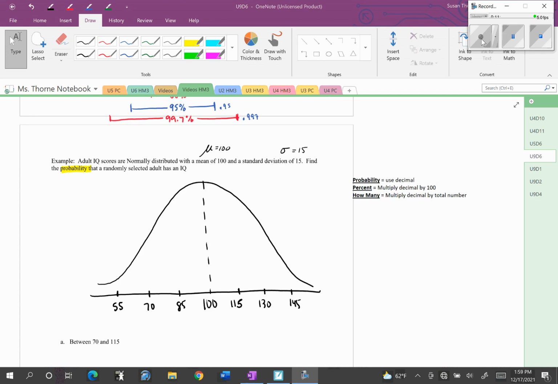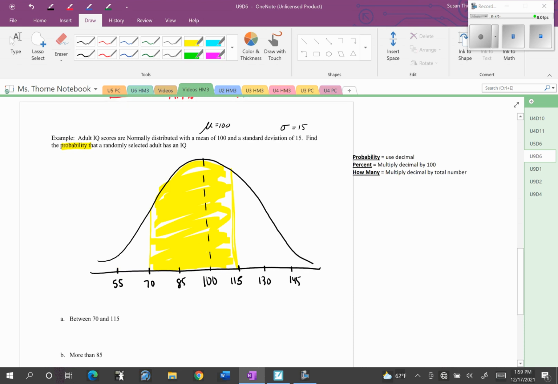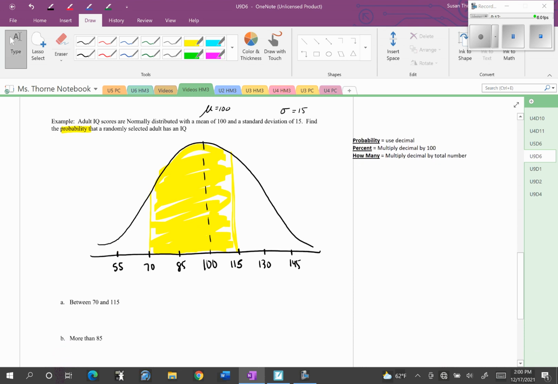So again, we want to find the probability that a randomly selected adult has an IQ of between 70 and 115. So remember, probability means we're going to use the decimal answer, which is from the area underneath our curve, from 70, which is here, to 115. So we're trying to figure out the probability that the adult has an IQ between these two values. So that means we need to use our empirical rule to help us figure out that percentage, which we're going to use the decimal of the percent.